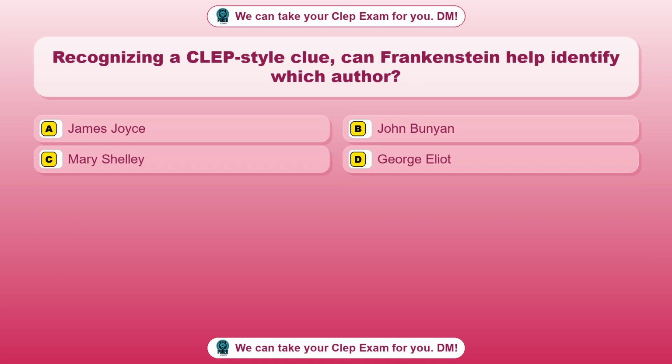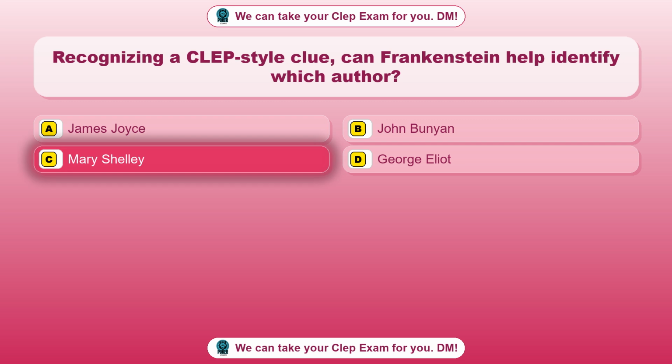Question 98. Recognizing a CLEP-style clue, can Frankenstein help identify which author? Option A. James Joyce. Option B. John Bunyan. Option C. Mary Shelley. Option D. George Eliot. The correct answer is option C.